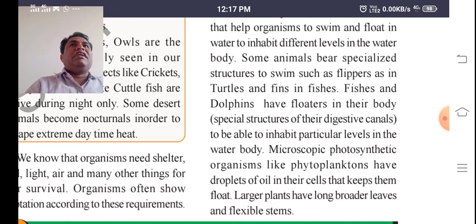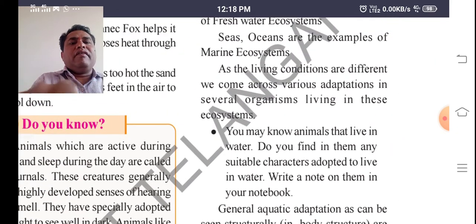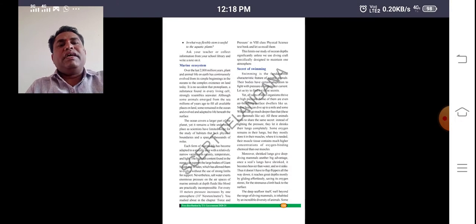Larger plants have long, broad leaves and flexible stems. The plants which live in the water or which float in the water, the leaves are said to be like a ribbon shape, very long and narrow. So these are some of the characteristics of aquatic plants and animals, and some more.